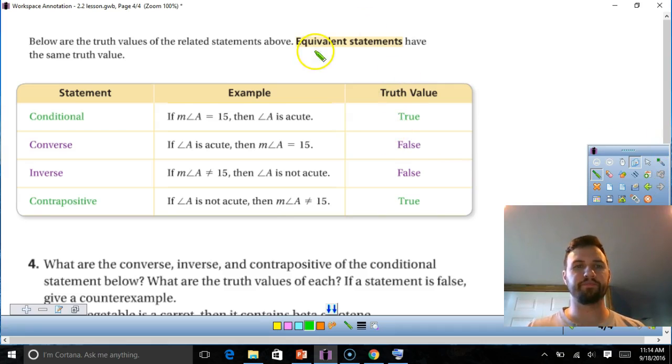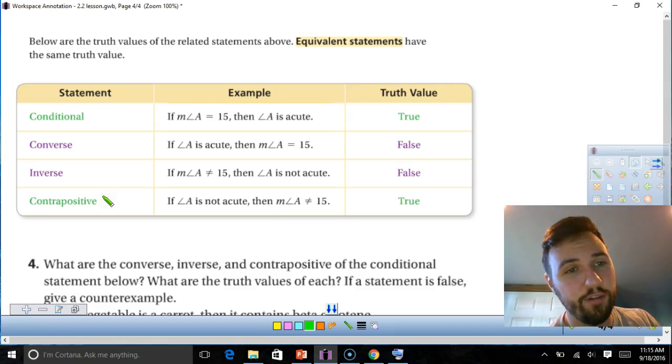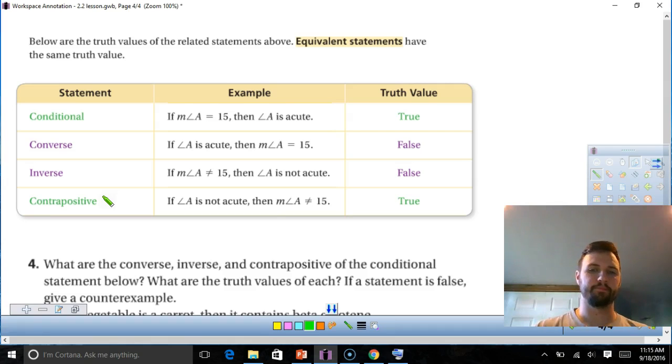Oh, look, right here. Your conditional and contrapositive are always equivalent statements. If one is true, they're both true. Your converse and inverse are not always true based on your conditional. Equivalent, equal.